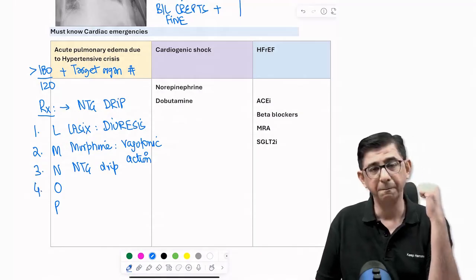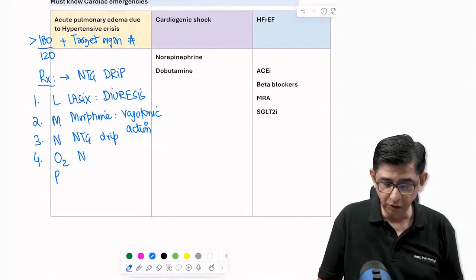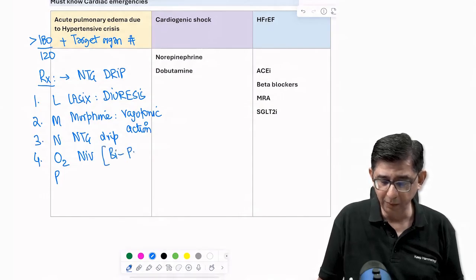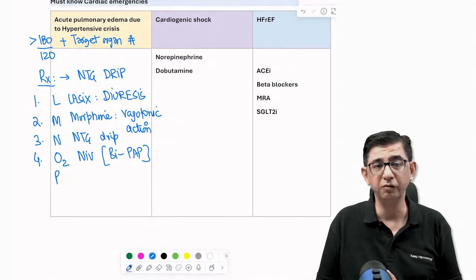Then you need to give oxygen. Now, how will you be giving oxygen to the patient? What machine will you ask your nurse to bring in? You will ask your nurse to ask the technician to get in the BiPAP machine that will be helping in delivery of NIV, that is non-invasive ventilation.